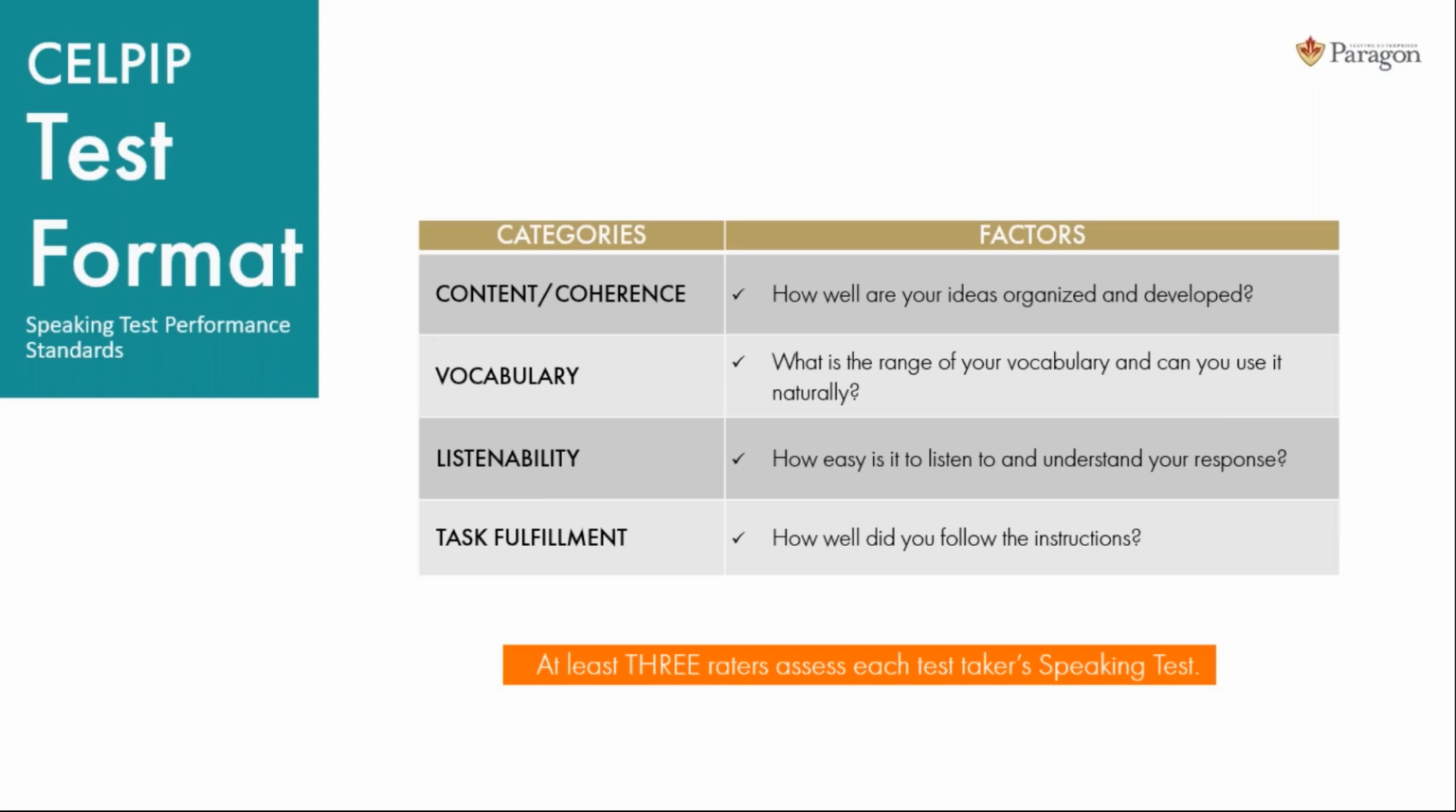So at least 3 raters assess each test taker's speaking test. That means at least 3. For writing, it's at least 4. And sometimes additional raters are called in to settle any disagreements amongst raters. So we try to make sure that we always have multiple raters assessing the speaking test to make sure that they're in agreement. If there's a disagreement amongst 3 raters, then a 4th rater and maybe even a 5th rater would become involved in order to make sure there's more agreement.